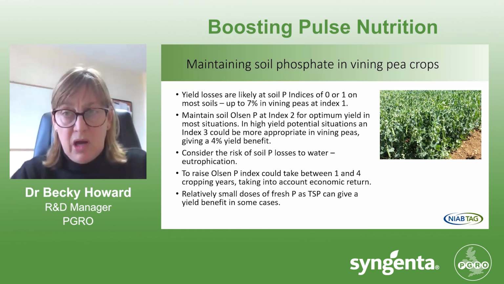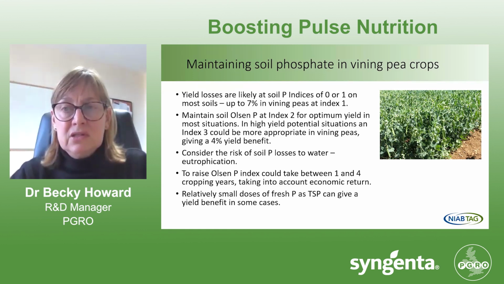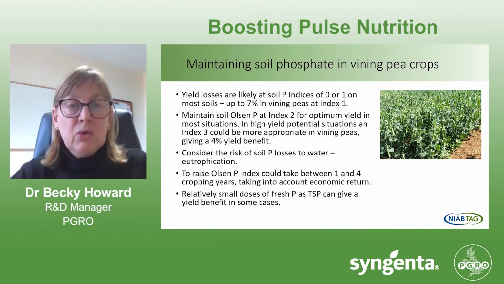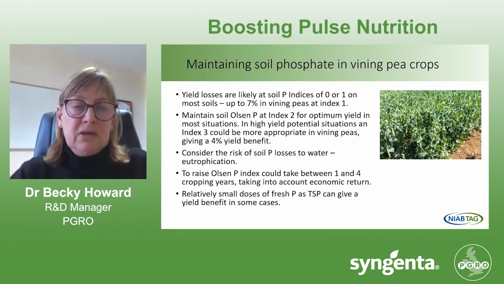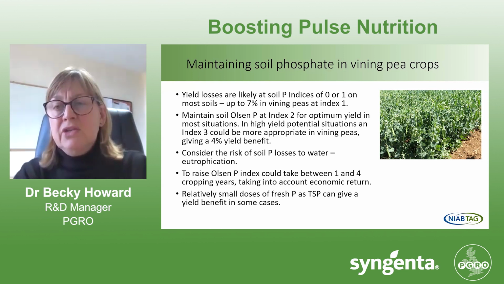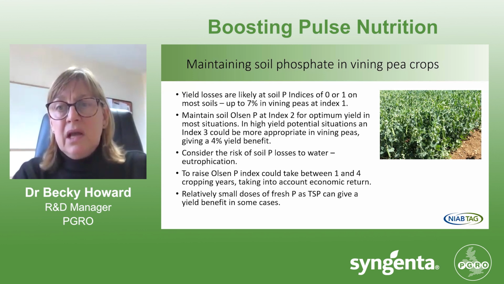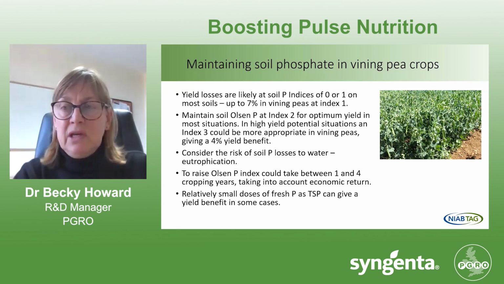And of course, in a high value crop like vining peas, a 4% yield benefit transfers into a reasonably significant economic benefit. We do, however, need to think about the risk of soil P losses to water. So this is through erosion of soils into water that leads to eutrophication. And that can be quite a significant risk because what might seem like a small amount of P losses of 2 kilograms per hectare can actually lead to quite a significant eutrophication risk. So that does need to be kept in mind.